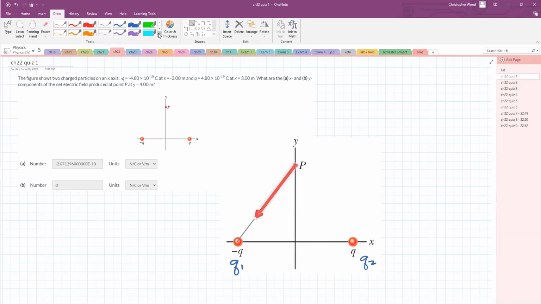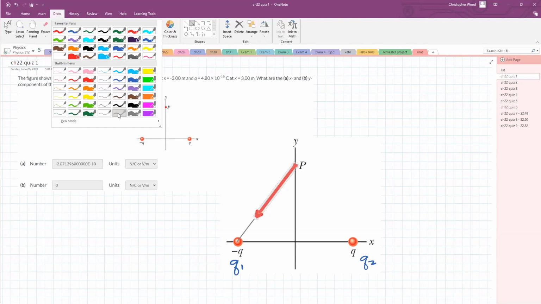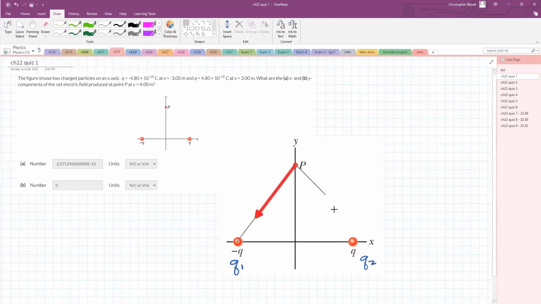Okay, let's do the same thing for the right side. Again, let me just draw a little guideline here. Q2 is a positive charge. So by definition, field lines emanate outward from a positive charge. So that's going to look like this. Let me change thickness. There. Okay, so there, eyeballing it a little bit.